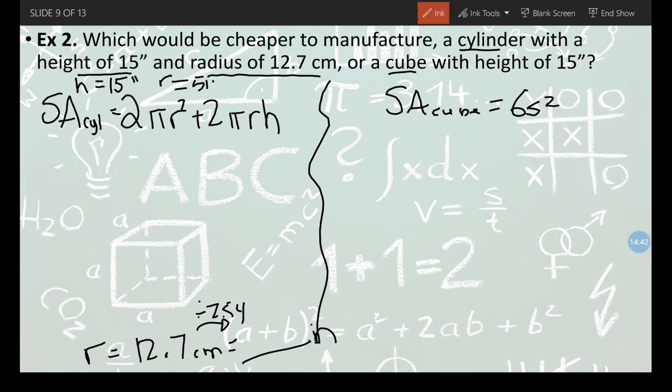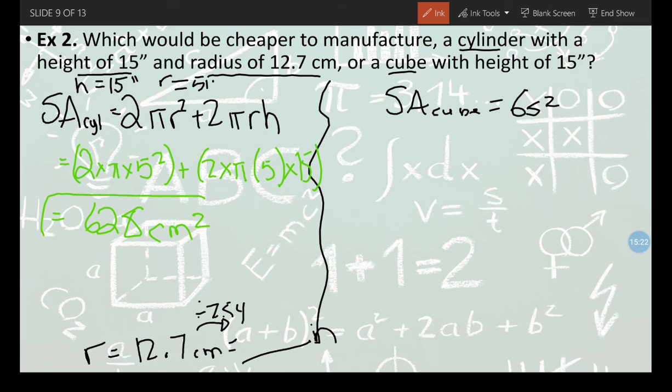Now I know my height and my radius, I can substitute them in. 2 times pi times the radius of 5 squared, plus 2 times pi times the radius of 5 inches times the height of 15. I'll take all of that and put it on my calculator. Plus 2 pi 5 times 15. So the surface area of the cylinder would be 628. I'm just going to leave that as a whole number. Squared units, so that's for the cylinder.